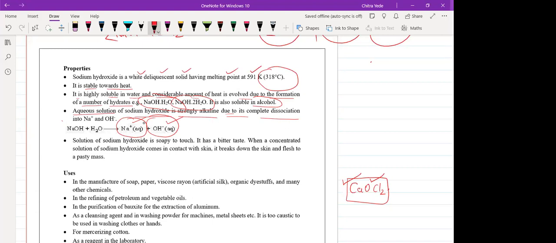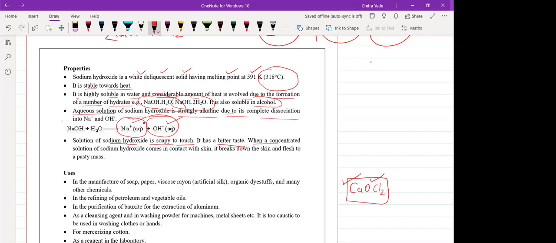Solution of sodium hydroxide is soapy to touch, means it's slippery to touch, beta. Whenever you hold soap with your wet hand, it feels very slippery, right? So it is the nature of alkali, means sodium hydroxide or base, beta. It is bitter to taste because it is a base.